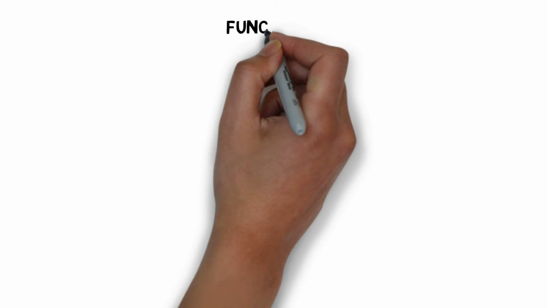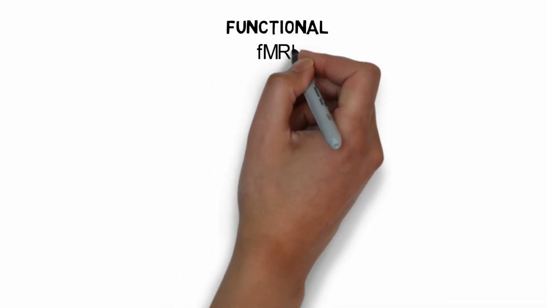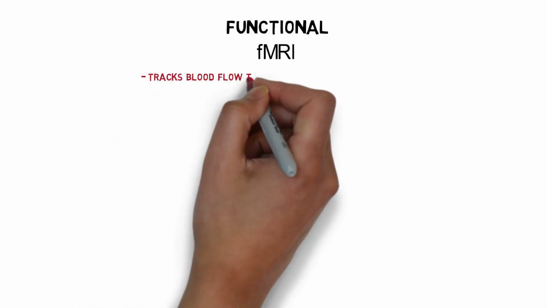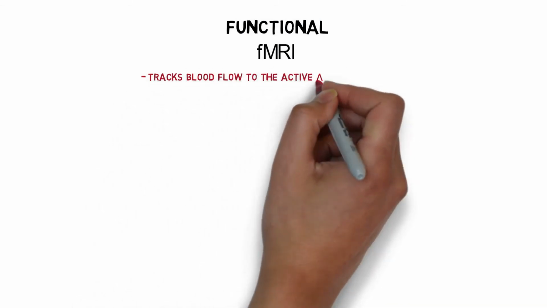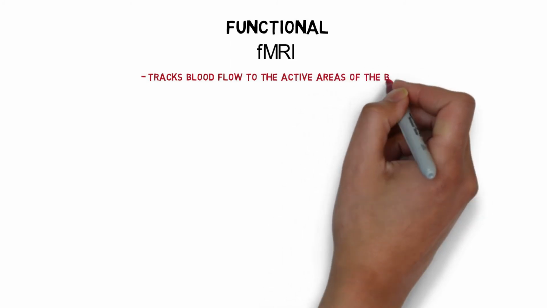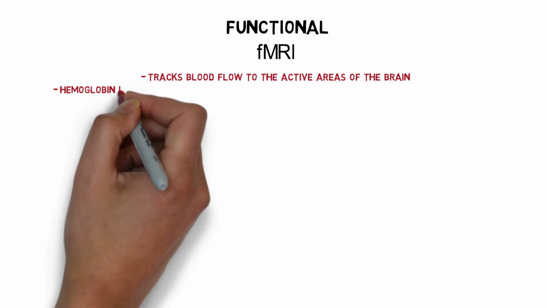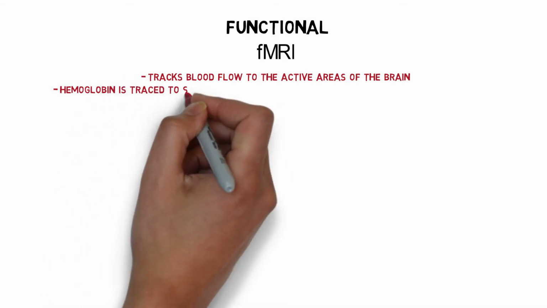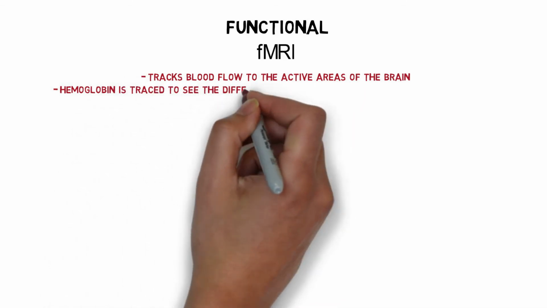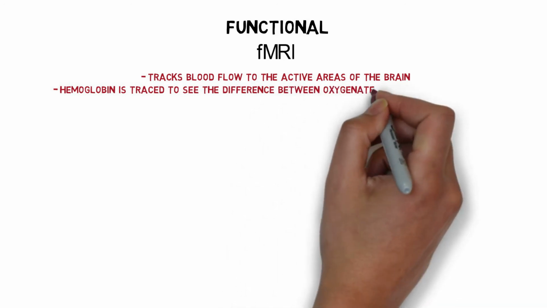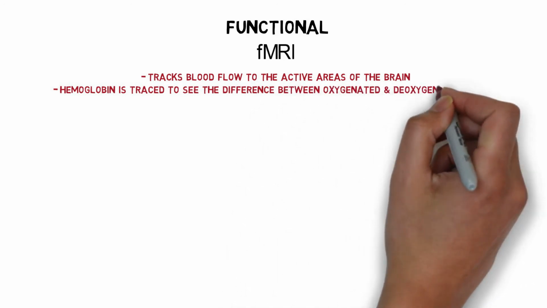Another key type of MRI is functional magnetic resonance imaging, or fMRI. This doesn't directly measure the neural activity, but rather tracks the blood flow to different areas of the brain when compared with a control resting state. Since hemoglobin, the molecule that binds to oxygen in the blood, is seen in the differences of RF pulse energies, the difference between oxygenated and deoxygenated blood can be seen with MRI.